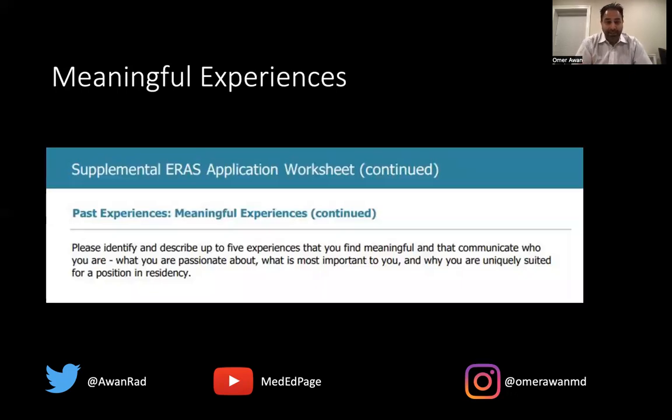There are many aspects of the supplemental ERAS application. I want to draw attention to three major aspects. And one is the meaningful experiences, where you're allowed to cite 5 meaningful experiences that communicate who you are, what's important to you, and why you're uniquely suited for a position in residency.